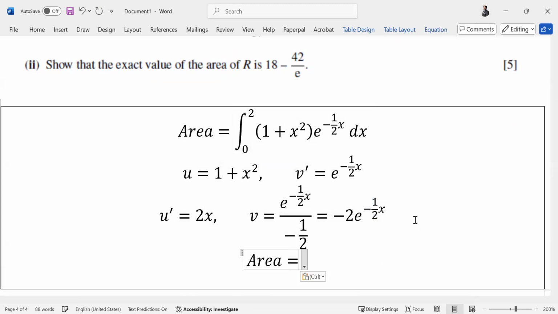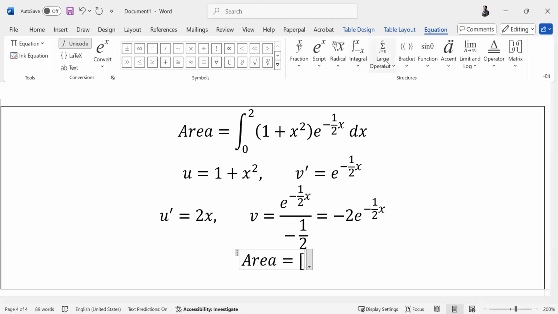Use your calculators. Please do not be in a hurry. If anything is confusing you, use your calculator. You do use your calculator smartly.